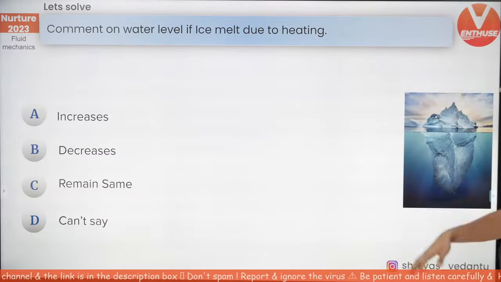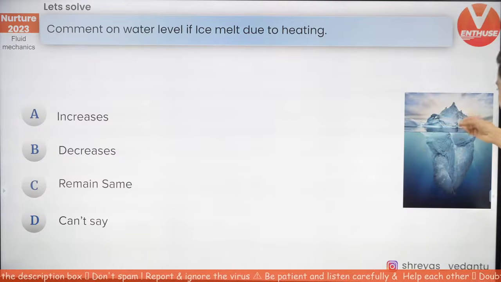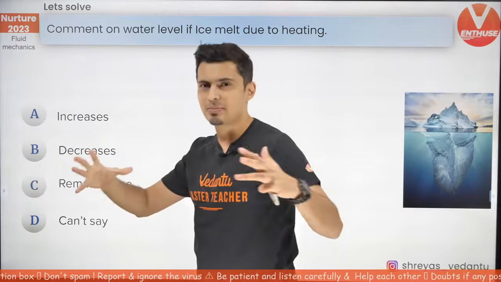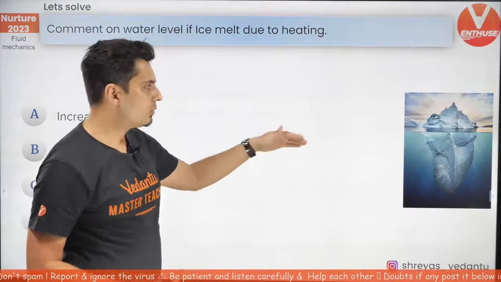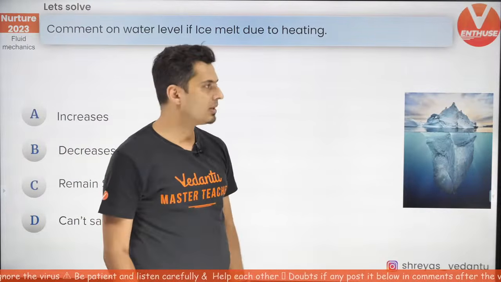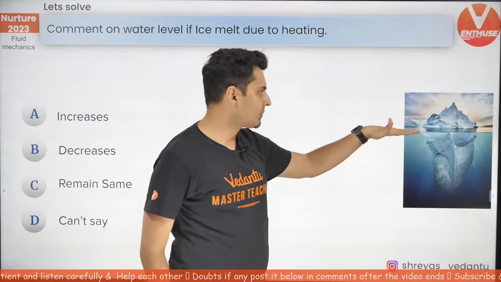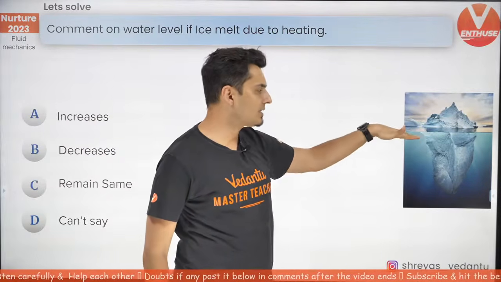Okay, here is the next question. Comment on the water level if the ice melts because of heating. So let's say the ice melts, it's earlier floating. So what do you think will happen to the level of water? Okay, it's in a beaker. Just think about this like a beaker, and you can measure any small changes that happen. Will it go up, will it go down, or will it stay there?